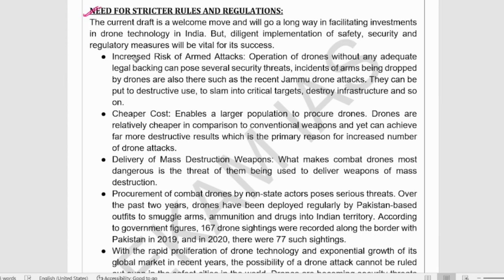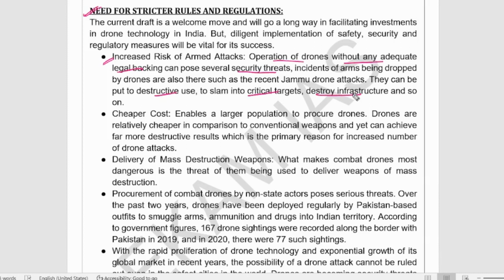Firstly, there could be an increased risk of armed attacks, because operation of drones without any adequate legal backing can pose several security threats. There has been a recent incident of drones being dropped into the air force station at Jammu and Kashmir. That is one example wherein the operation of drones without legal backing can pose several security threats to our nation, and they can also be put to various destructive uses, to slam into critical targets and destroy the infrastructure of a country and so on.